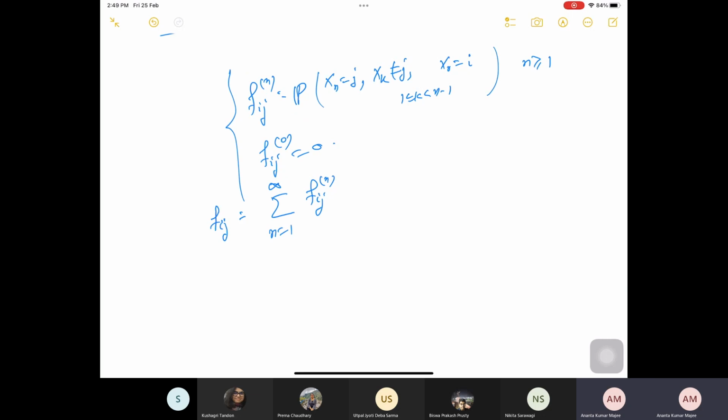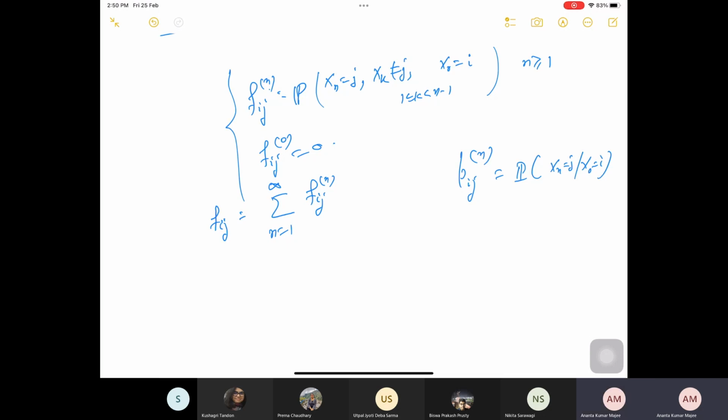I have f_ij(n), which is basically the first time, and I already have p_ij(n). Is it not? The n-step transition probability is p_ij(n). So this is nothing but the probability of X(n) equal to j given X(0) equal to i. But we are not saying that it is the first time; if it is the first time, then this is f_ij(n). Okay. So you check that f_jk(1) is equal to 1. This is the same as my p_jk.